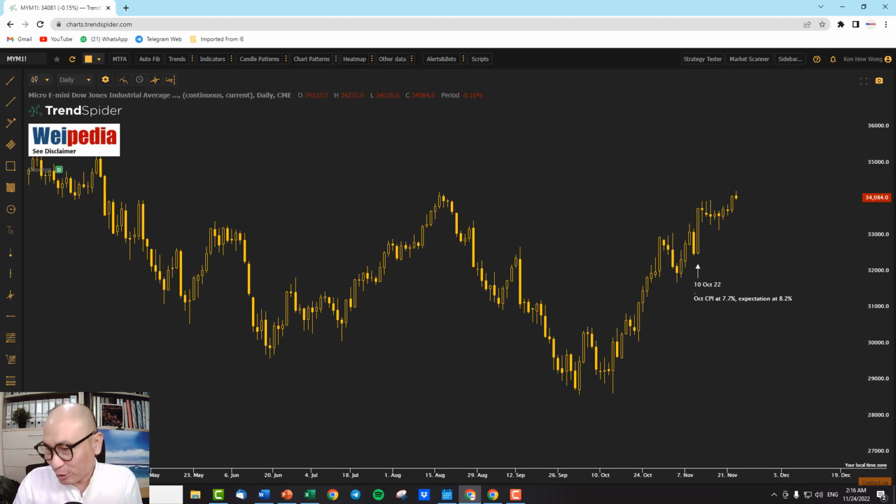Before I give you my conclusion if this market is a bear trap or a resuming bull, let's look at the daily chart of Dow Jones. And on this date, on the 10th of October, overnight gain, it was about 1,200 points, and it was the largest gain of the last 2 years. Now what happened was that the October CPI at 7.7%, it was slightly lower than expectation, about 8.2, and for that reason the market rallied.